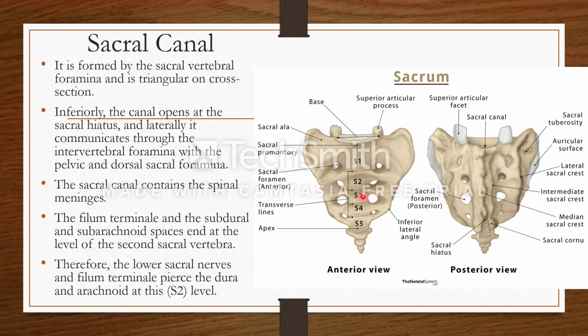The filum terminale is a cord of fibrous tissue which will be attached to the coccyx, which is a modification of the pia mater. This is the filum terminale. This filum terminale will be present up to the coccyx.